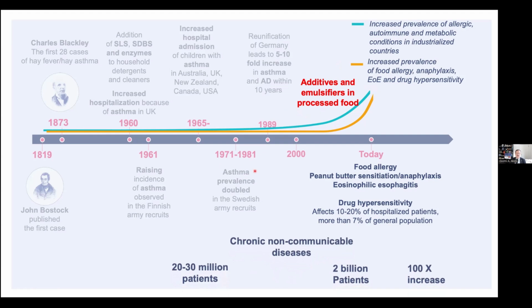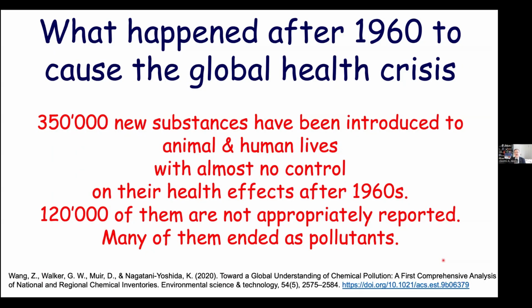So chronic non-communicable diseases in the 1960s, according to WHO, affected about 20 to 30 million patients. And currently we are talking about 2 billion patients. That means there was a 100 times increase in the prevalence of chronic non-communicable diseases. That includes allergies, asthma, and many autoimmune diseases, and many also neuropsychiatric diseases. What happened after the 1960s to initiate this global health crisis?